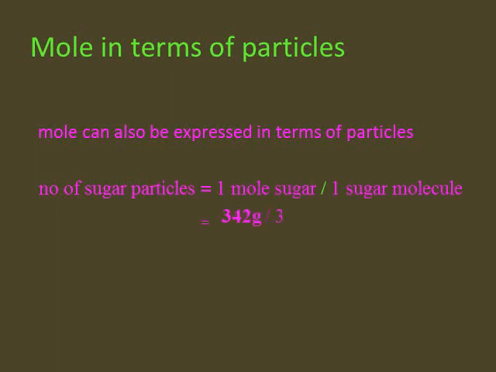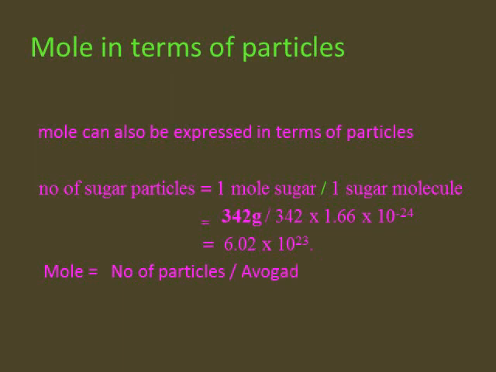The number of particles in sugar molecules will be calculated by 1 mole of sugar divided by 1 sugar molecule. So here 1 mole of sugar will be taken in grams, 342 grams. And 1 sugar molecule is the molecular mass, which is 342 AMU. Now whenever we talk about atomic mass units, we have to take the standard. And what is the standard? The standard is 1/12th part of a carbon atom, and the value of 1/12th part of a carbon atom is 1 AMU equal to 1.66 multiplied by 10 raised to power minus 24.